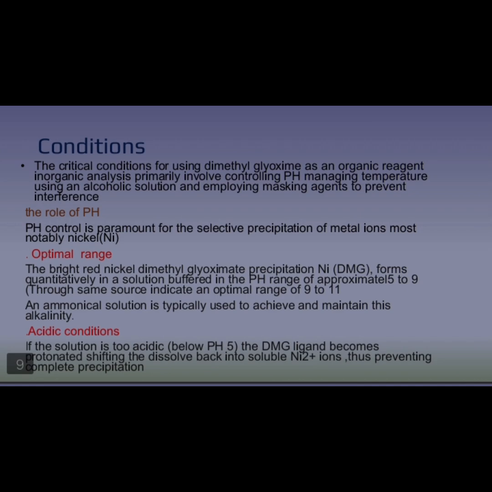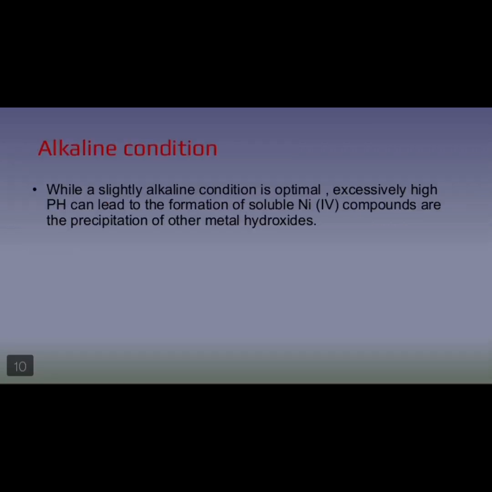And next, acidic range. If the solution is too acidic, the DMG ligand becomes protonated, shifting the equilibrium back into the soluble Ni2+ ions, thus preventing complete precipitation. And next, alkaline condition. While a slightly alkaline condition is optimal, excessively high pH can lead to the formation of soluble Ni compounds or the precipitation of other metal hydroxides.